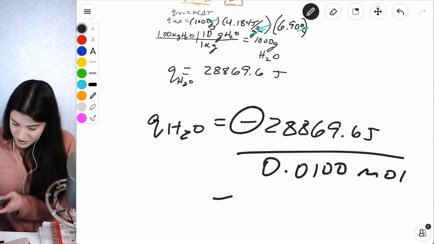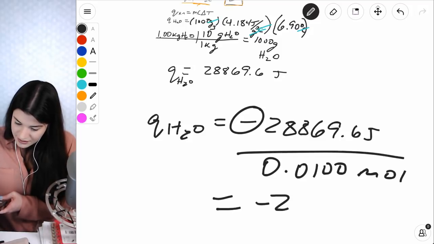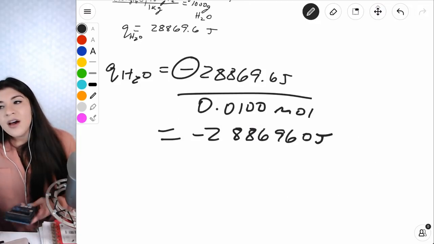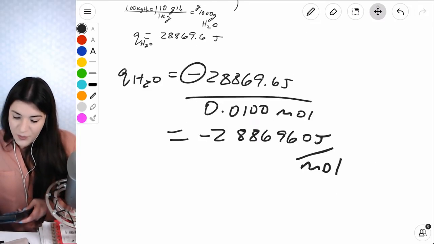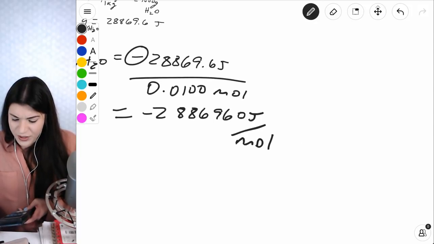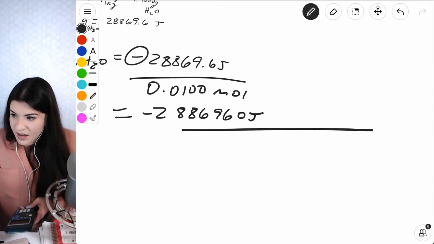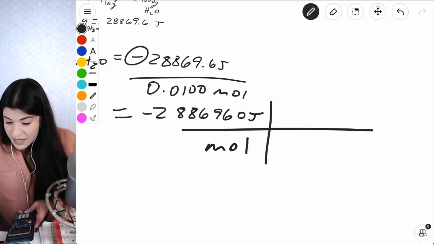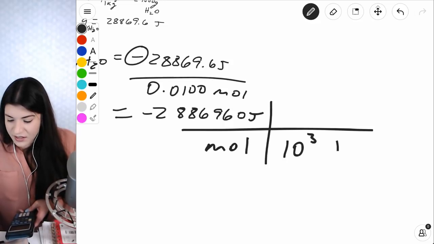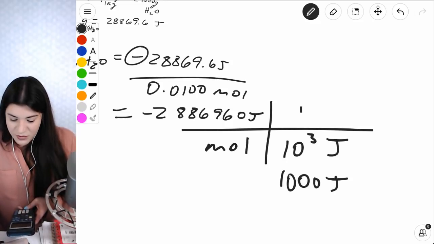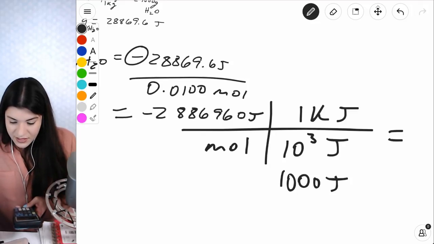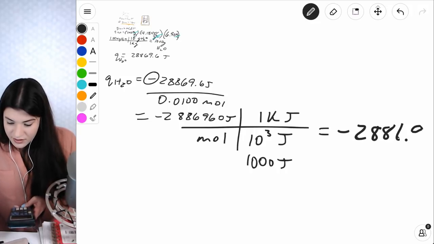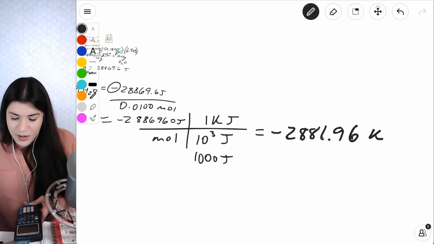And that gives us a rather large number. So 2886960. One more thing that I will do, just because I see this all the time. They typically prefer it in kilojoules. So I'm going to convert this to kilojoules real quick just to make this nicer. And this is per mole. So then now I have 10 to the third joules, which is essentially 1,000 per every 1 kilojoule. I'm just dividing by 1,000 really. And then this would give me negative 2886.96 kilojoules per mole. And that would be my final answer.